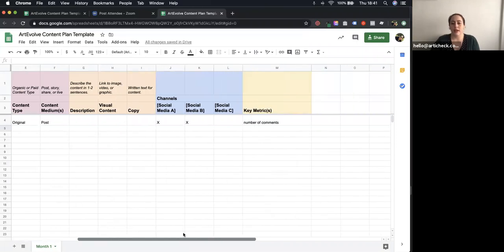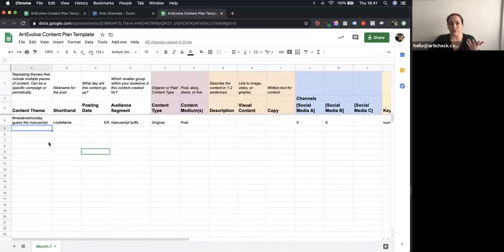Then when I go over here to key metrics, I can measure week after week: how did this go? How many comments did I get this week? How many comments did I get the last week? Am I using hashtags that allow people to find this particular post? Is this engaging for people? Is this interesting? That way you can make decisions going forward about what you might edit, change, or revise about your concept and your strategy. So this is very simple.